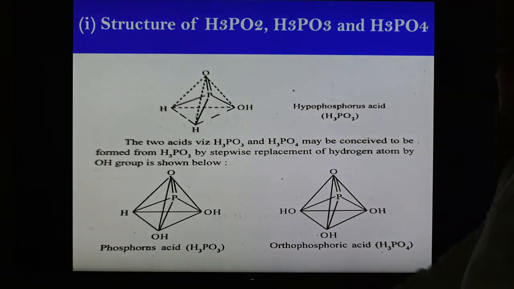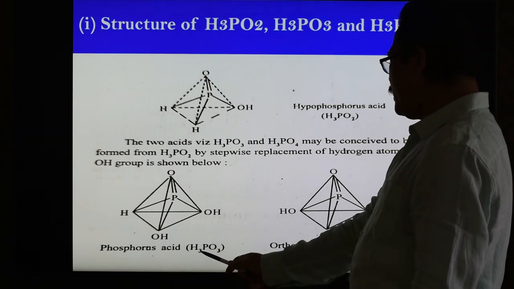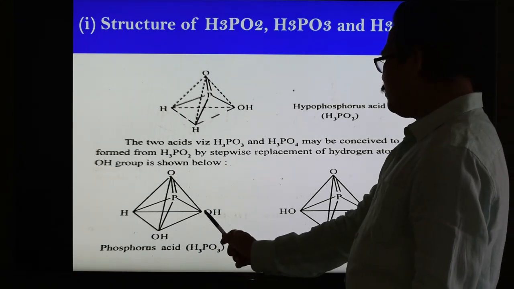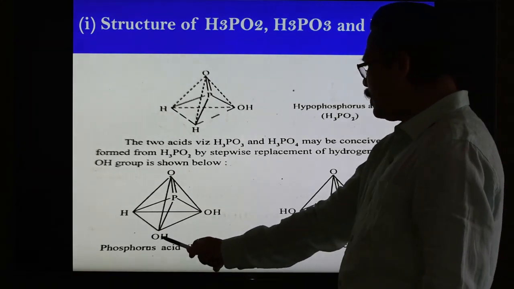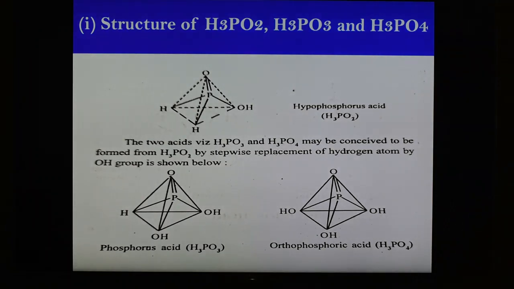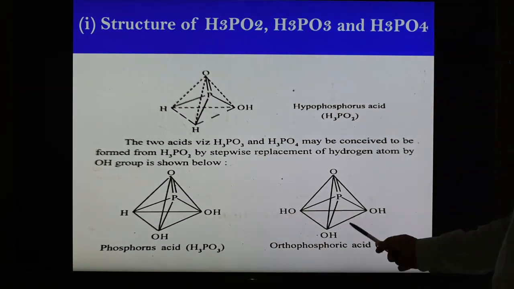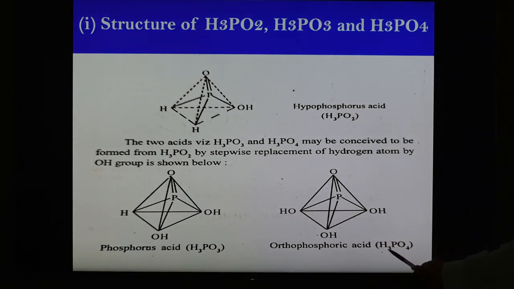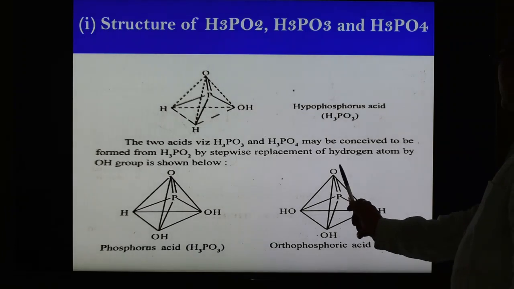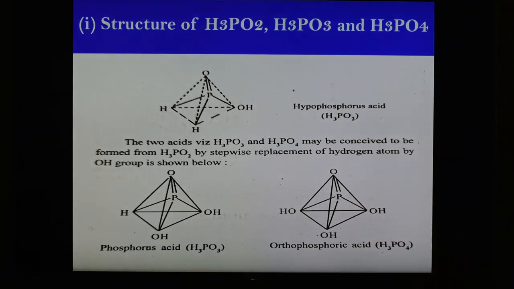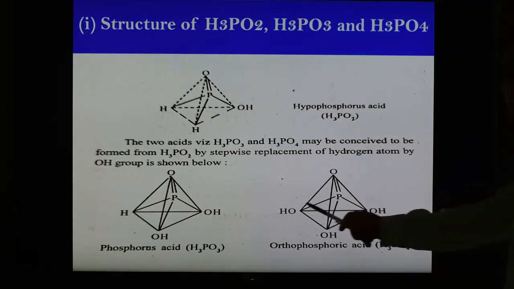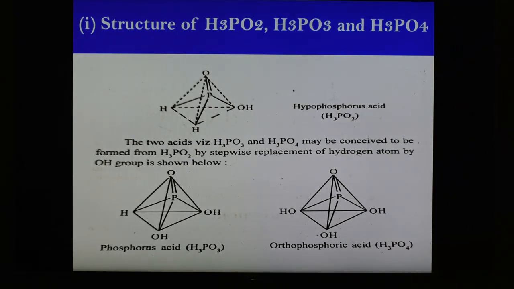Now phosphorus acid has the formula H3PO3, and this compound has a similar structure but with two OH groups. Due to the presence of two OH groups, there are two replaceable hydrogen atoms, and therefore this is a dibasic acid. The third compound is orthophosphoric acid, with formula H3PO4. The structure is the same, but here there are 3 OH groups, so 3 replaceable hydrogen atoms are there, and therefore the compound is a tribasic acid.